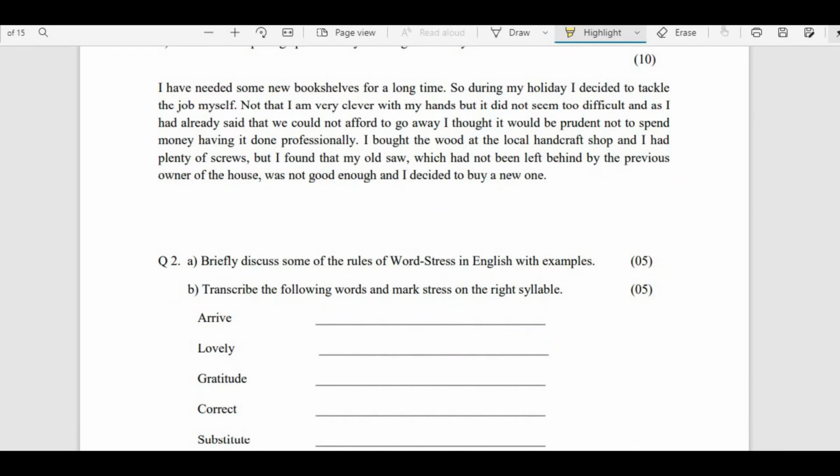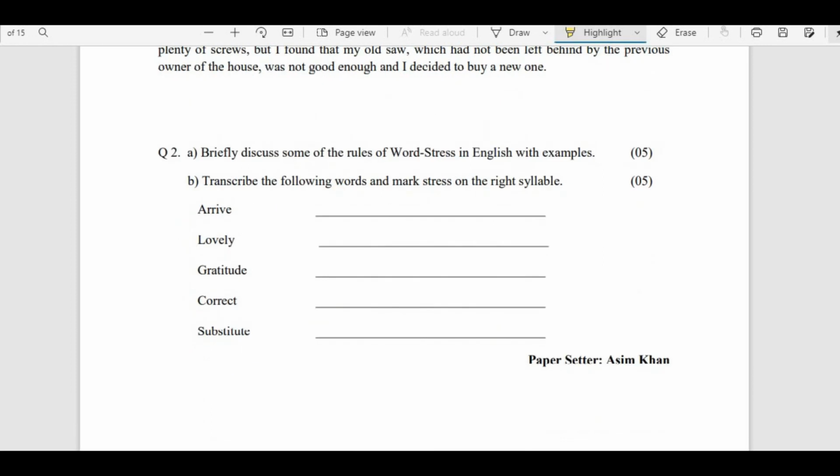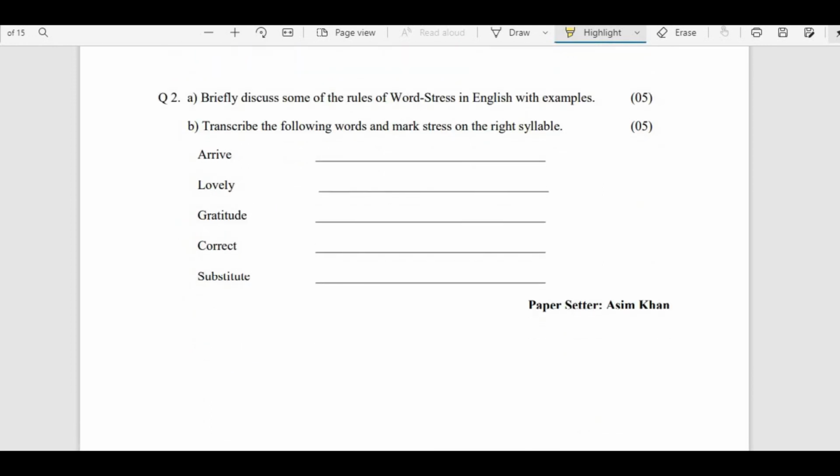And question number 2: briefly discuss some of the rules of word stress in English with examples. There are rules of stress, I'll discuss them in a separate video as well. And you have to transcribe the following words and mark the stress pattern. You know about stress patterns, primary stress, secondary stress.